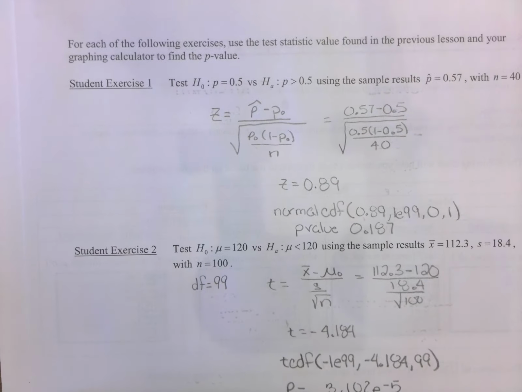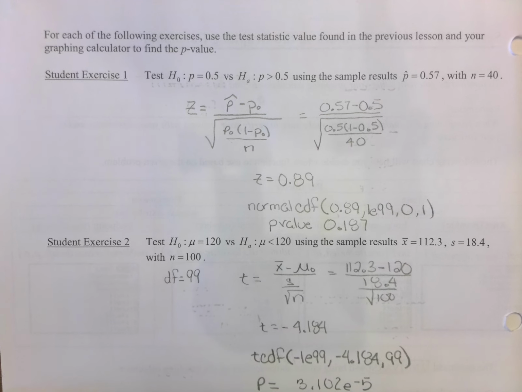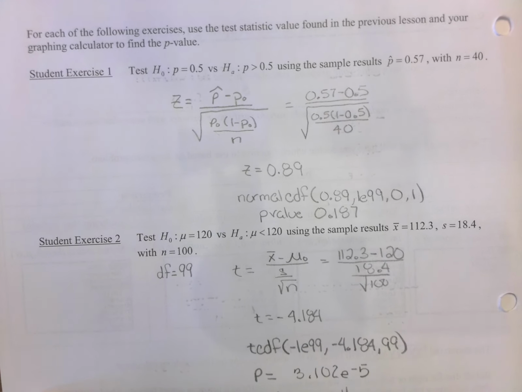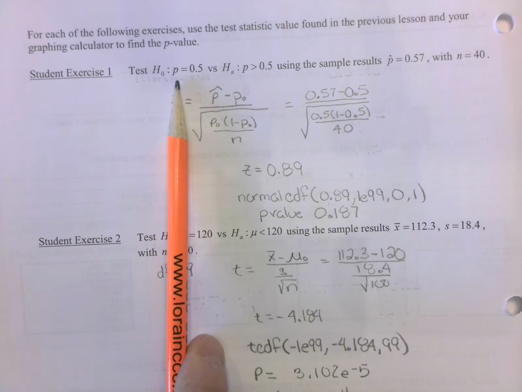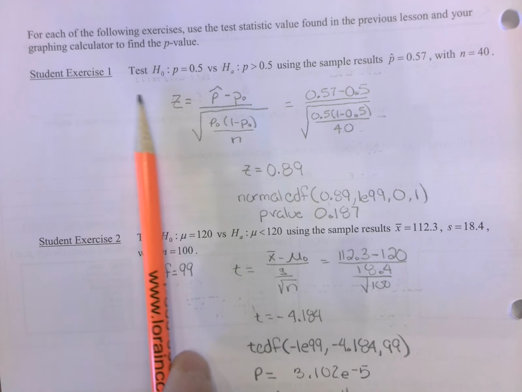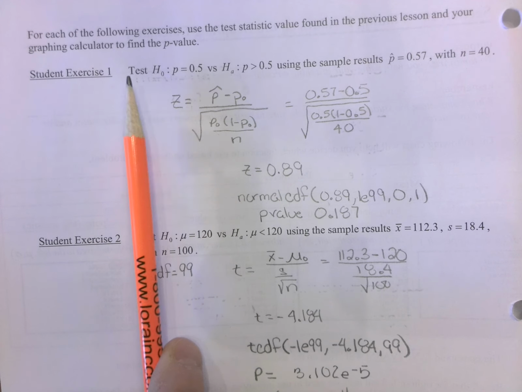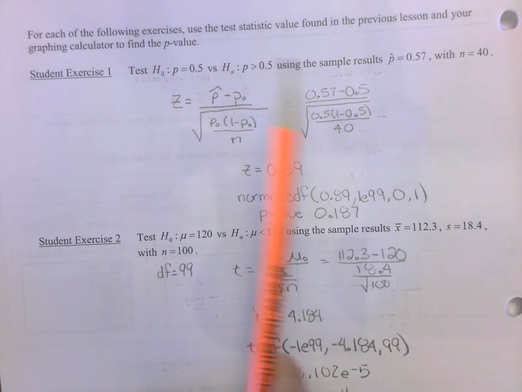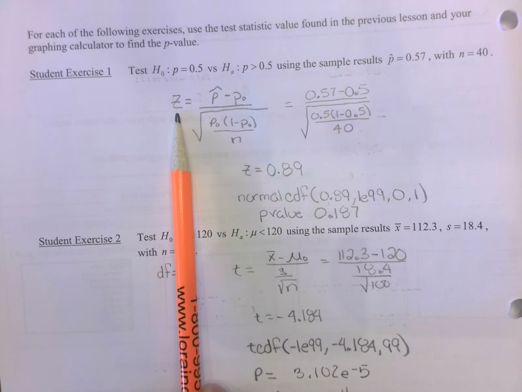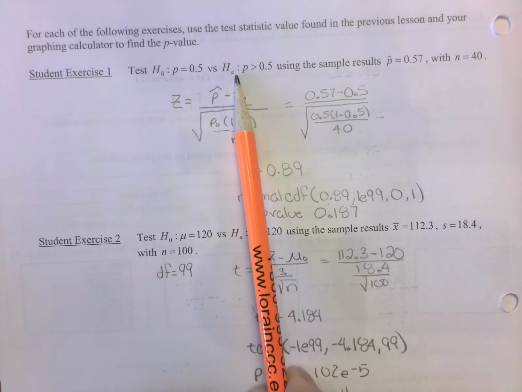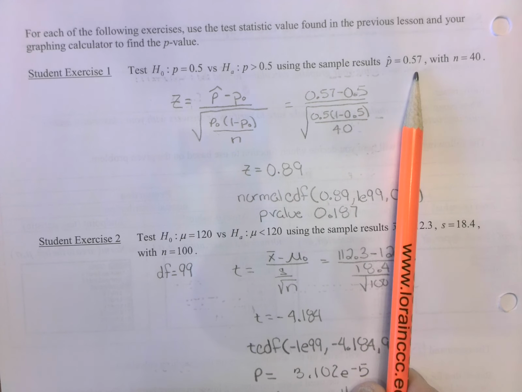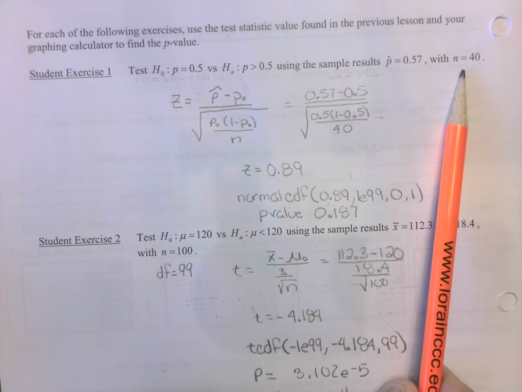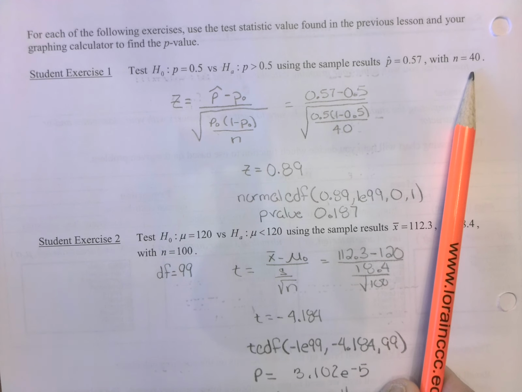Let's look at the first example. This is student exercise number 1. Like I said, I pre-filled them out, so try not to look ahead too much, but try to stay with me where I am. We have H sub 0, and we know we have a proportion. A proportion is always a z-test; when it's a mean, then it's a t-value. The alternative is p is greater than 0.5, and using the sample results, p hat, our statistic, is 0.57, and n is 40.